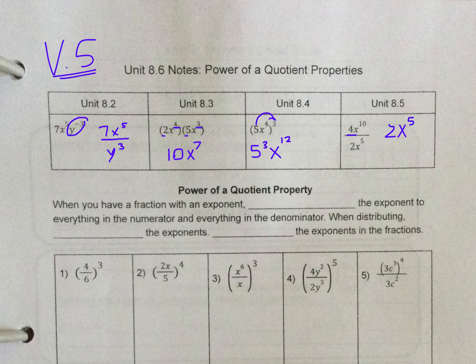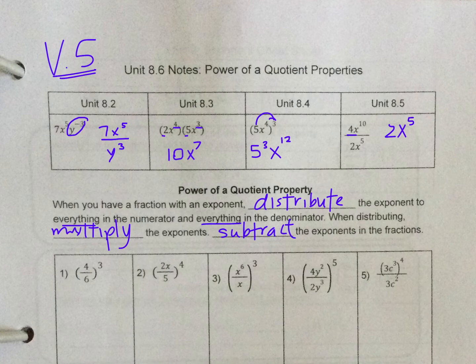So today, when you have a fraction with an exponent, we have to distribute the exponent to everything in the numerator and everything in the denominator. That's the key word, everything. When distributing, you need to multiply the exponents. And then if you still have fractions, you need to remember to subtract them.